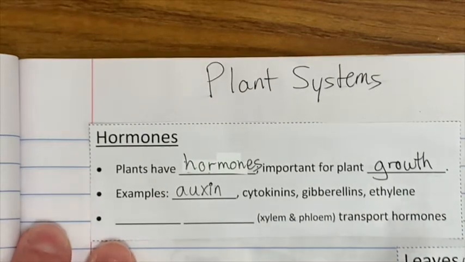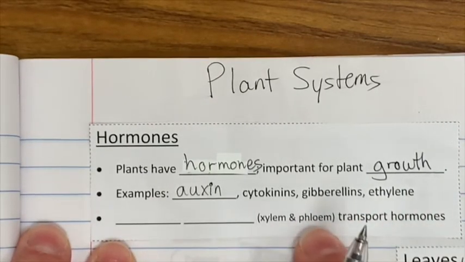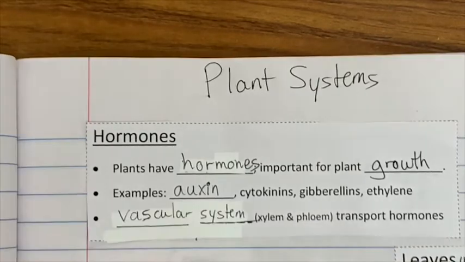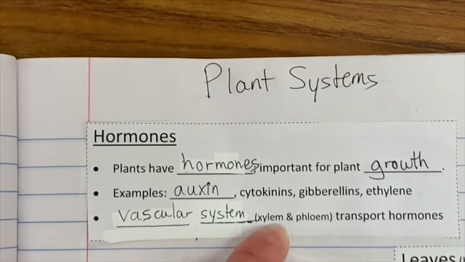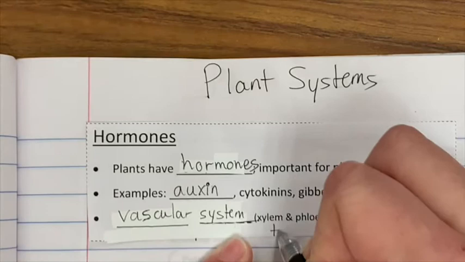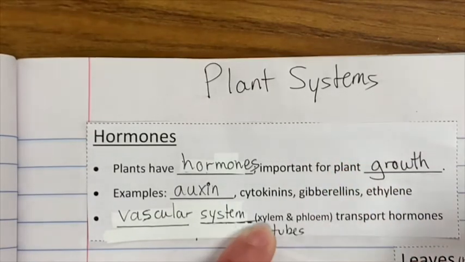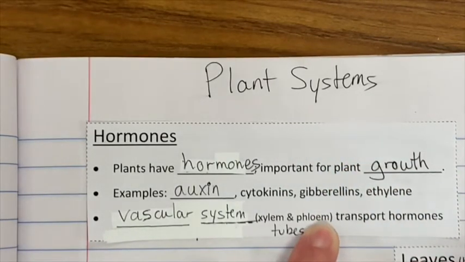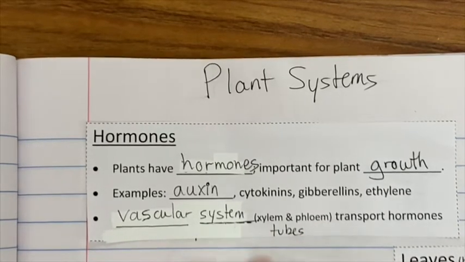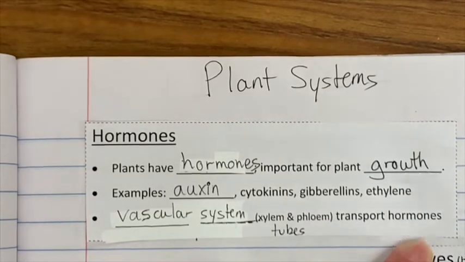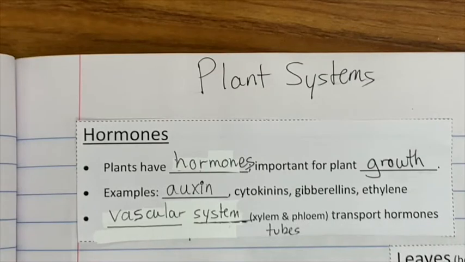These hormones are transported through the xylem and the phloem, the vascular system, those tubes. Remember, the xylem transports the water, the phloem transports the food, the glucose. The vascular system is what transports the hormones. So the hormones can be made in one part of the plant, like in the roots, and then be transported to the leaves. They're usually made in one part of the plant and transported to another part through that vascular system.